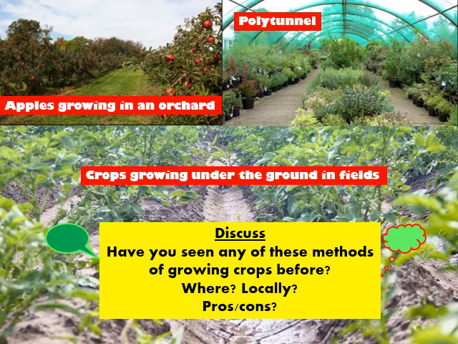Where is it local? What are the pros and cons of growing things in this way? Are there any cons to it whatsoever? Yeah, so what are polytunnels? Go and have a look on Google, go search on Chrome. What can you find? If not, has anyone got any allotments? Maybe there's an allotment that someone has. Go and have a look.